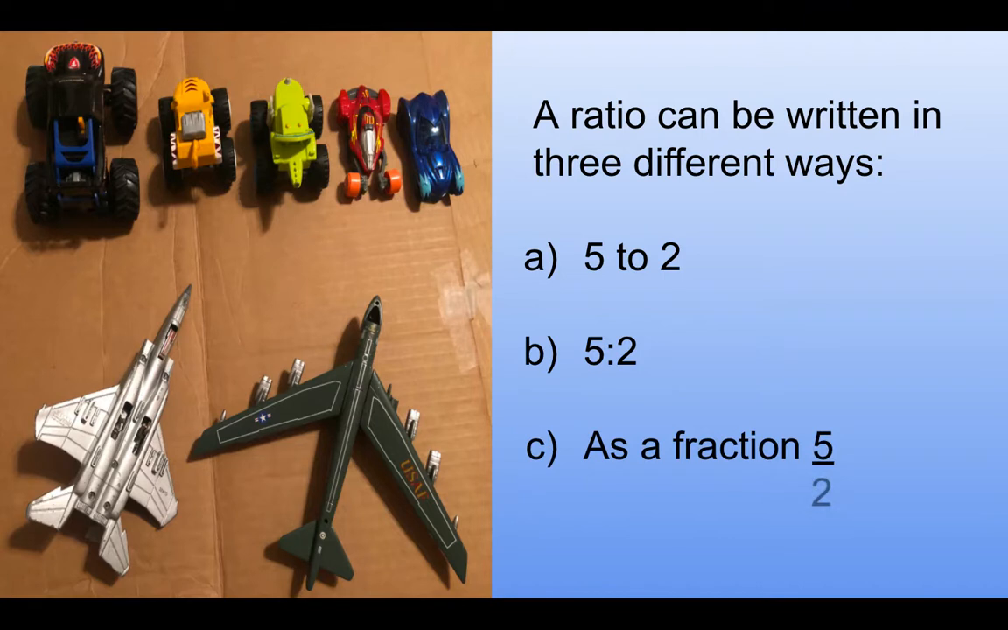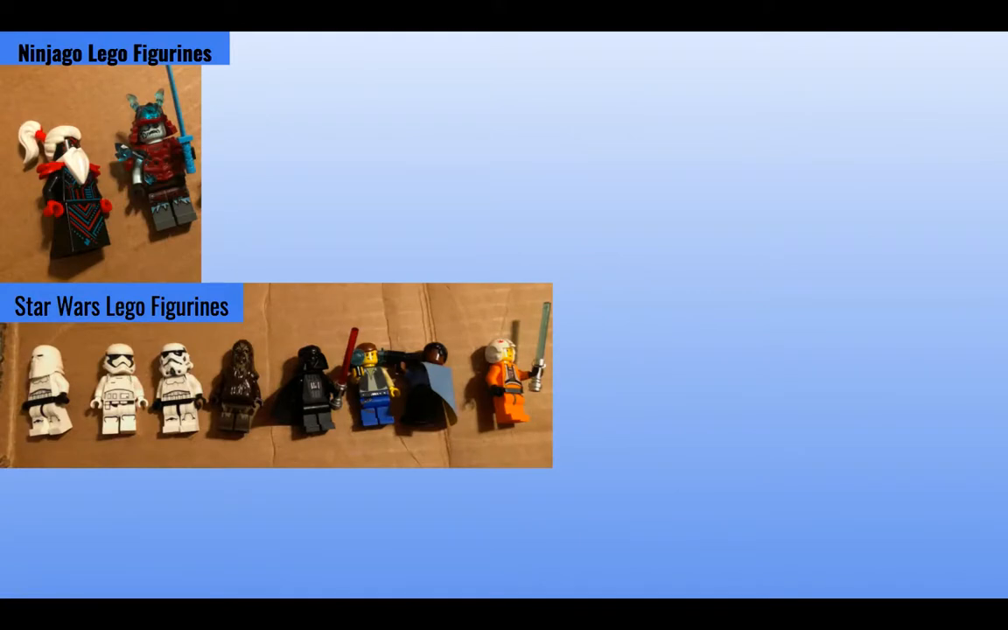Or we could write it as a fraction. We could write it with 5 as our numerator and 2 as our denominator. And as we're going to see, ratios are very similar to fractions. So let's look at another example.